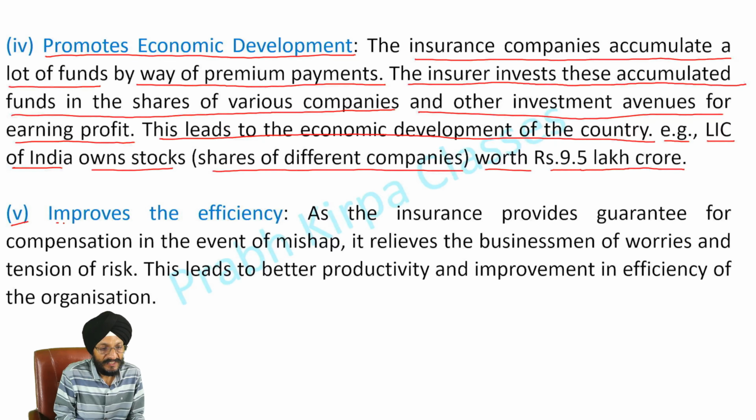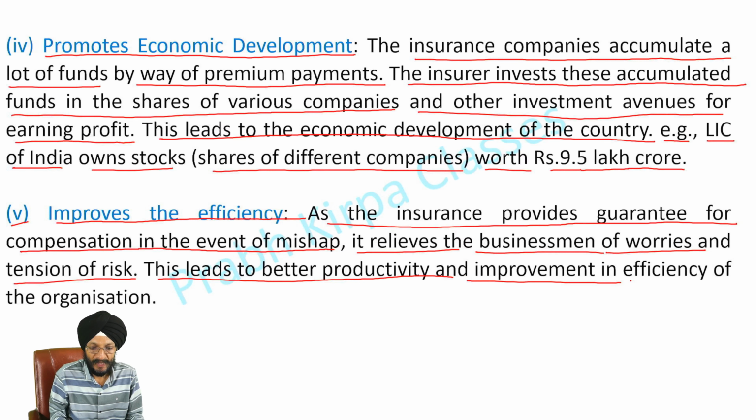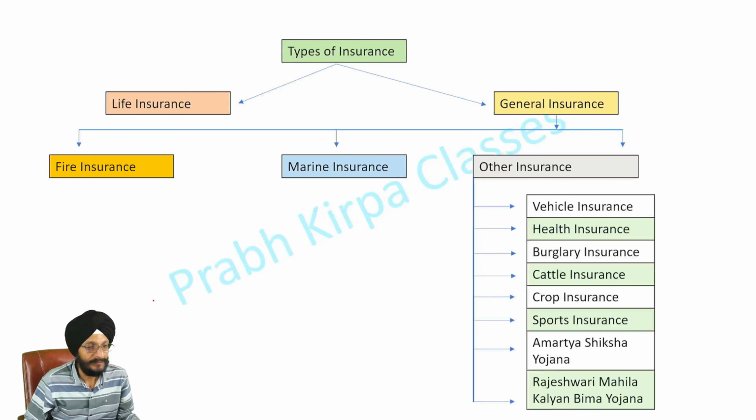Fifth function is insurance improves the efficiency. As the insurance provides guarantee for compensation in the event of mishap, it relieves the businessman of worries and tension of risk. This leads to better productivity and improvement in efficiency of the organization.